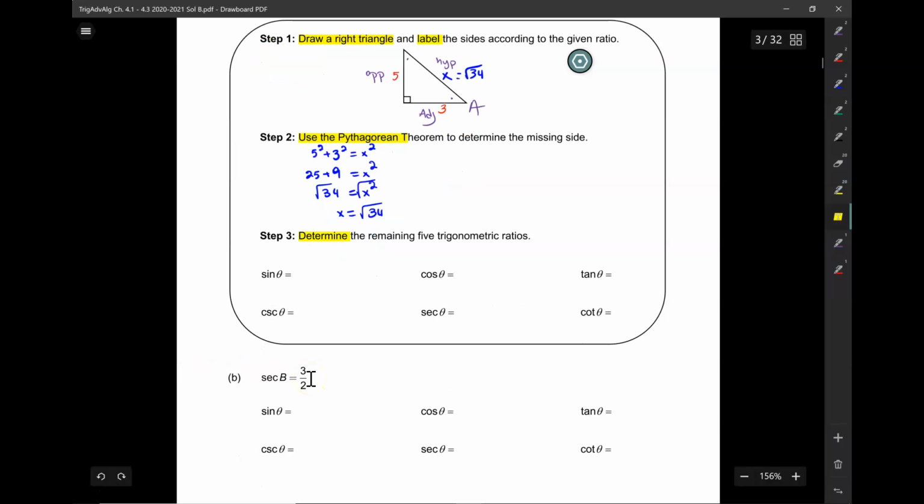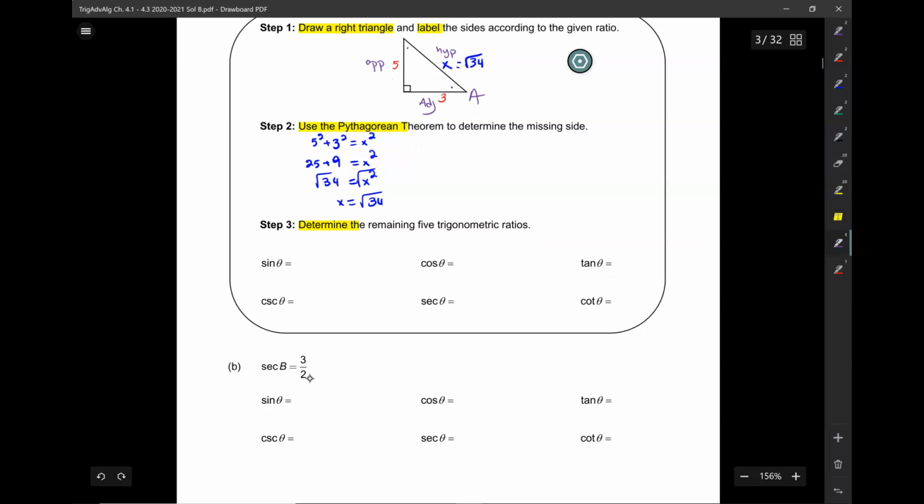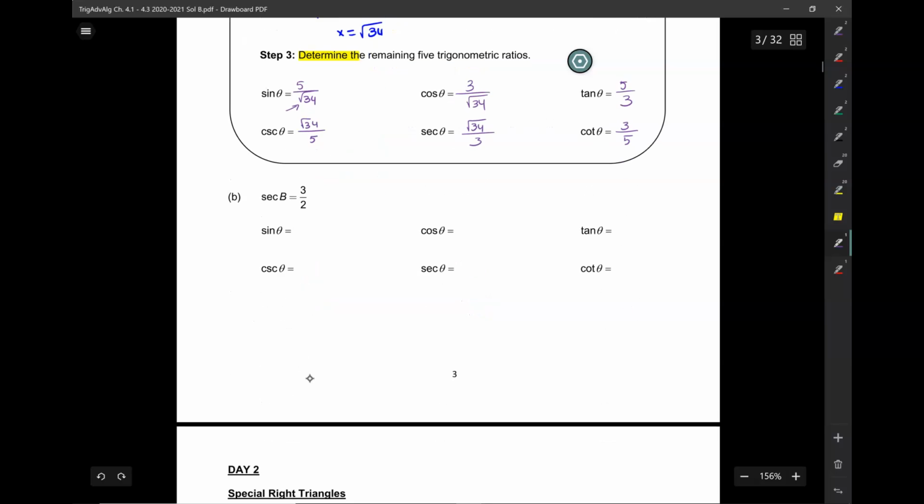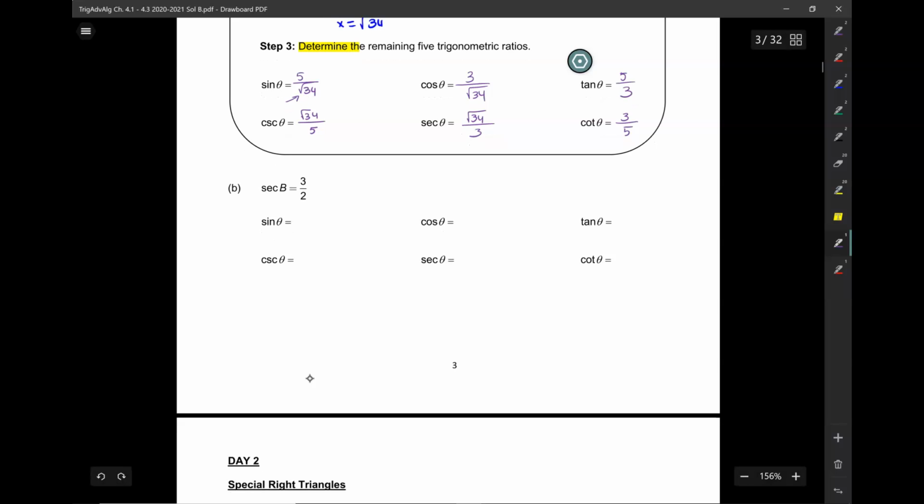Last step is to just do the trig ratios, right? So sine of theta is opposite over hypotenuse. Cosine is adjacent over hypotenuse. And then tangent is 5 over 3. Okay, one word in trig, we no longer need to rationalize the denominator, so it's okay to leave that square root in the denominator, all right? And then the reciprocals are root 34 over 5, root 34 over 3, 3/5.